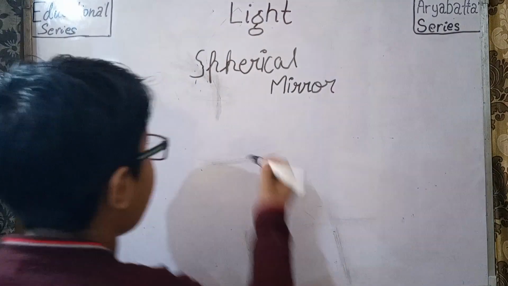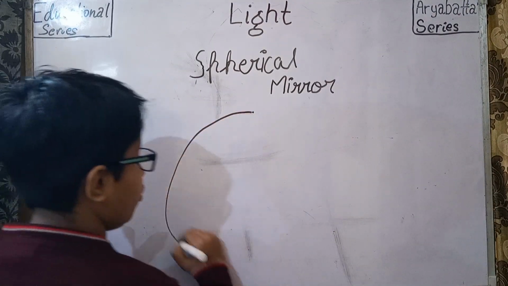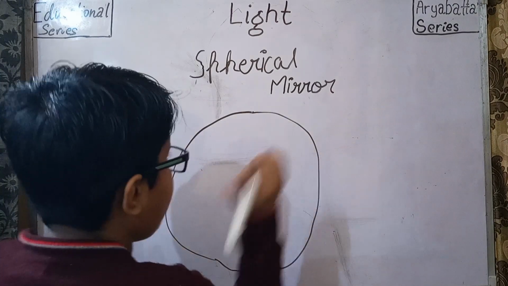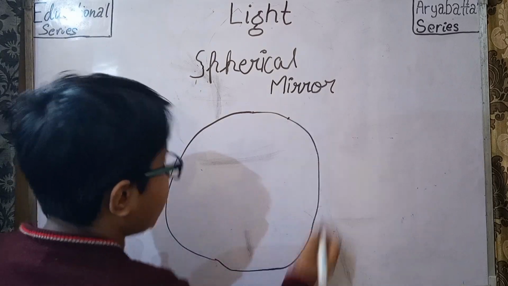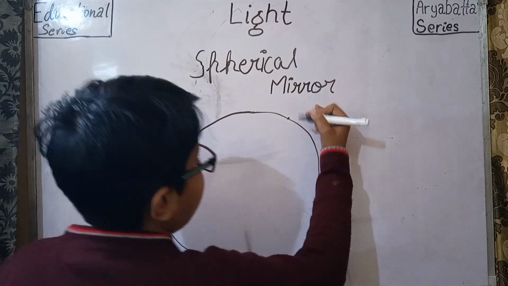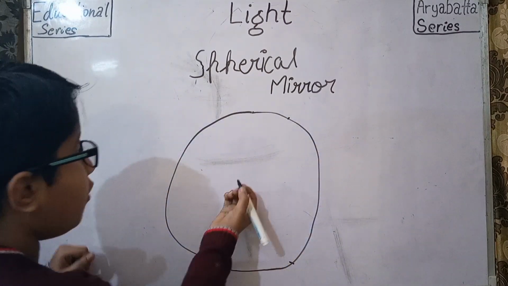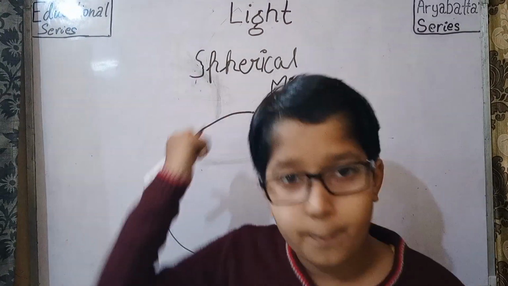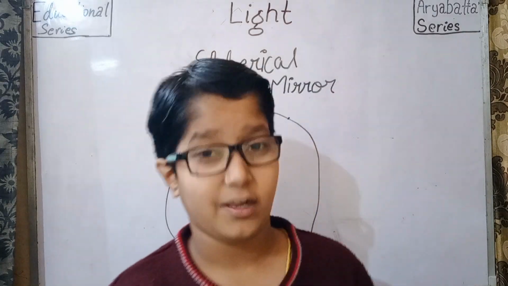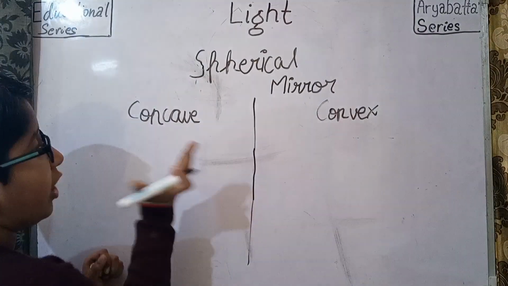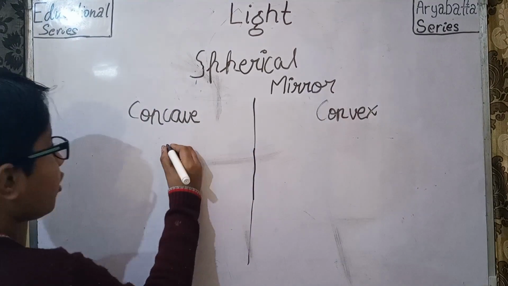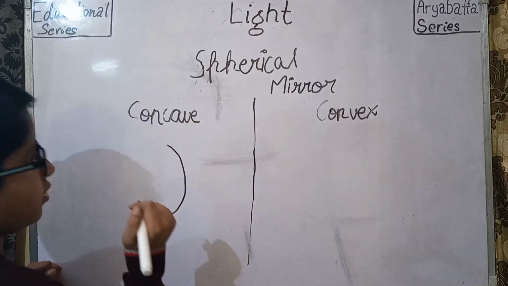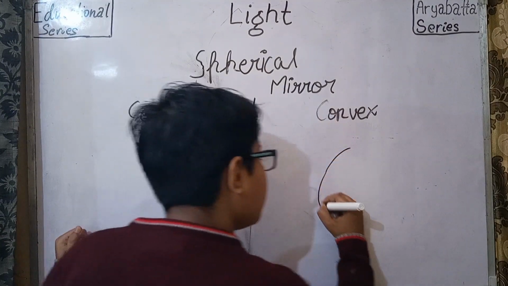A spherical mirror is basically a part of a huge sphere of glass. The spherical mirror is cut off from the sphere, and it is a part of a sphere. Now we will see the parts or components of a spherical mirror. Before going to the components, let's see the types of spherical mirrors. Here are the two types of mirrors, concave and convex. A concave mirror is bent inwards and a convex mirror is bent outwards.